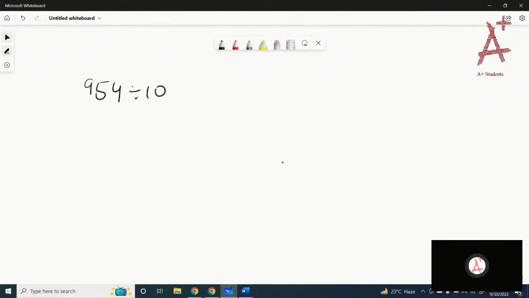Got it? Okay, 954 divided by 10. In the divisor, you have just one zero. That means you have to move the decimal point just one place left. From here to here, it would be 95.4. Got it? So select the correct option and click on the OK button.